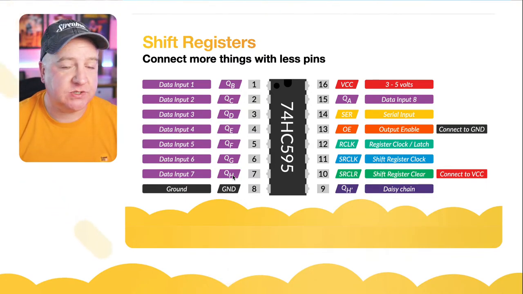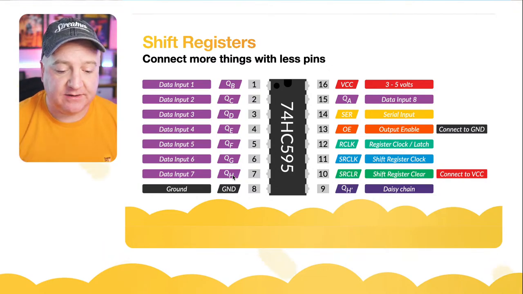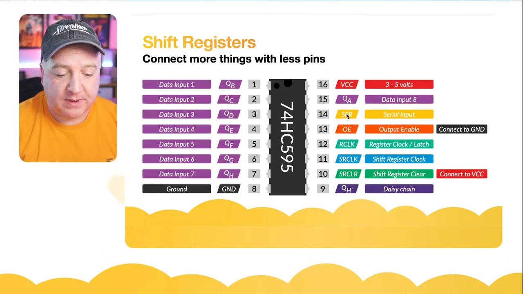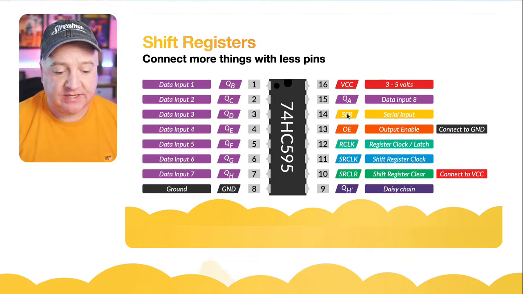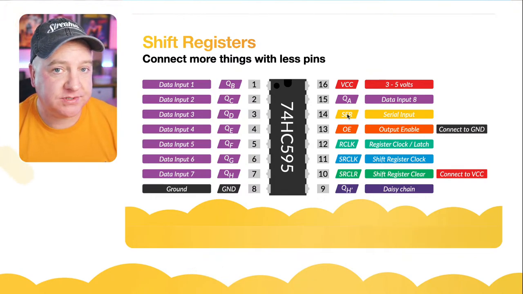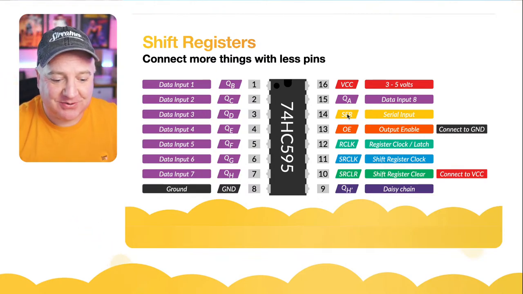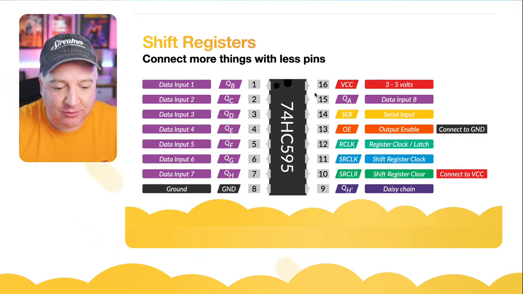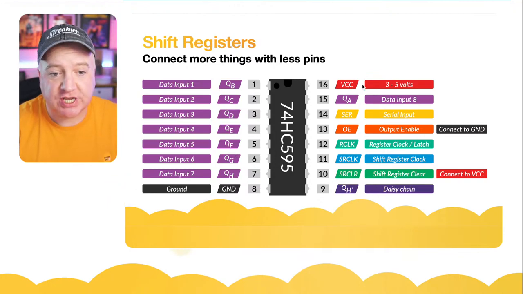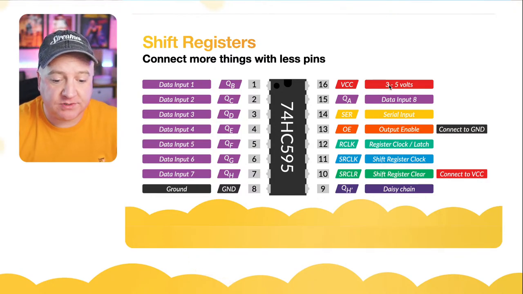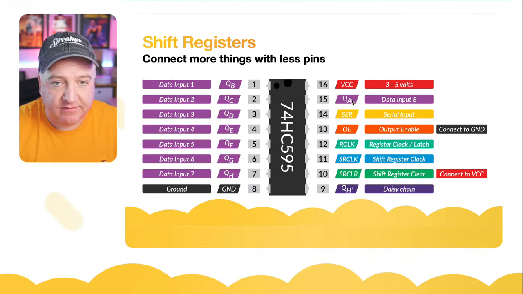So we can plug that into whatever we like, and whatever we feed in using the serial input one bit at a time will eventually display on those 8 outputs when we flip the latch. So I'll talk through that in a second, but let's just have a look through what these different pins are. We've got a ground there on pin 8. We've got on pin 16 some voltage in, and it works fine with 3.3 volts or 5 volts. We've got the pin 0 for the data there, and then we've got this serial input.